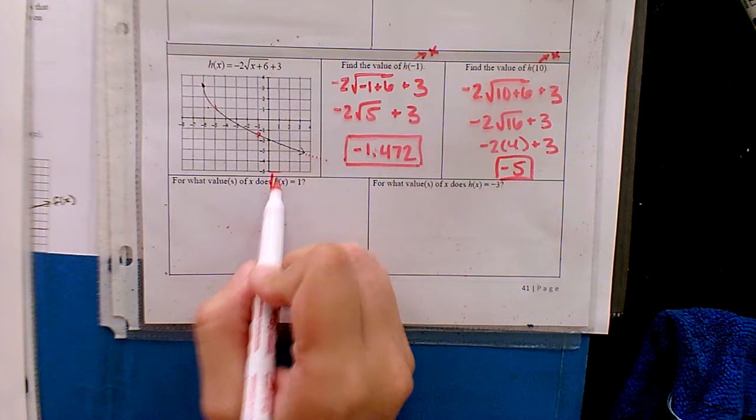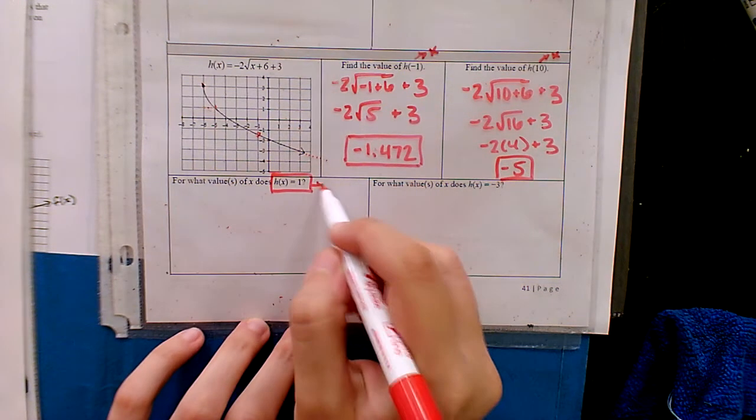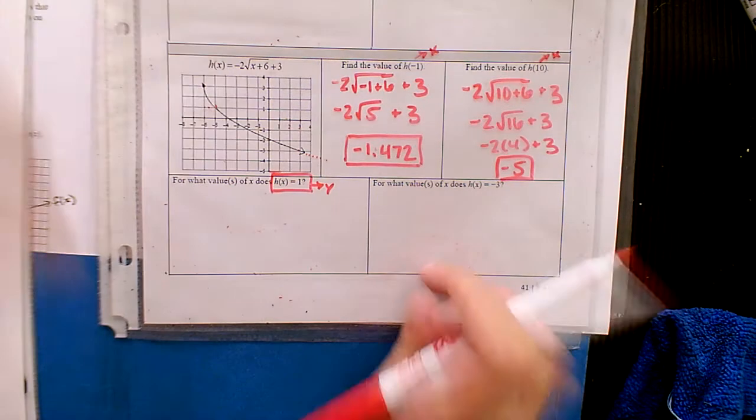What if we switched it up a bit? The notation slightly changed. H of x equals 1 now. What is that telling us to do? Or what does the 1 represent, if you prefer that question? What do you think, Elsie? That's a y value.